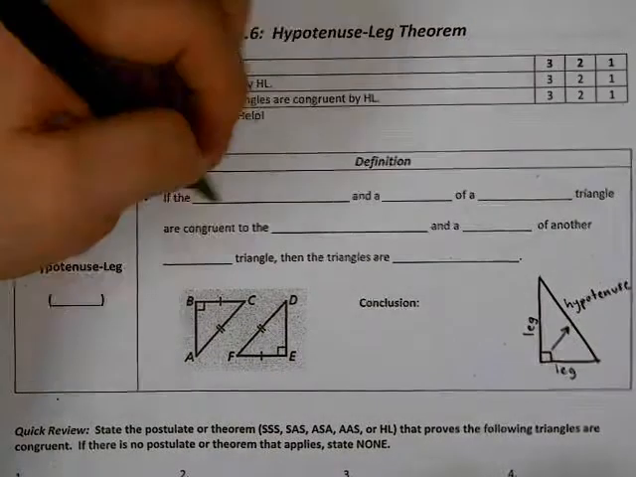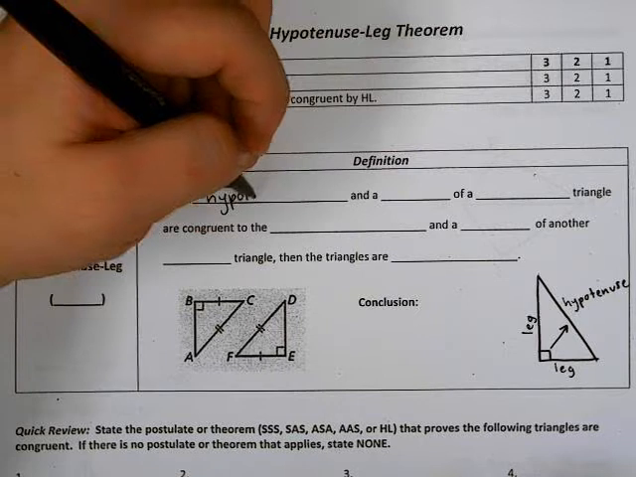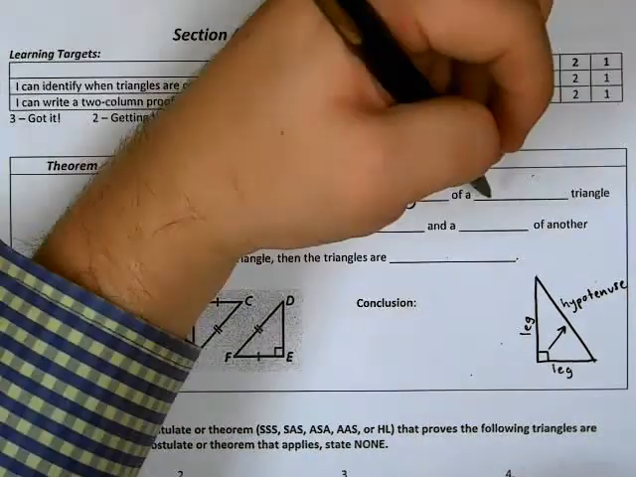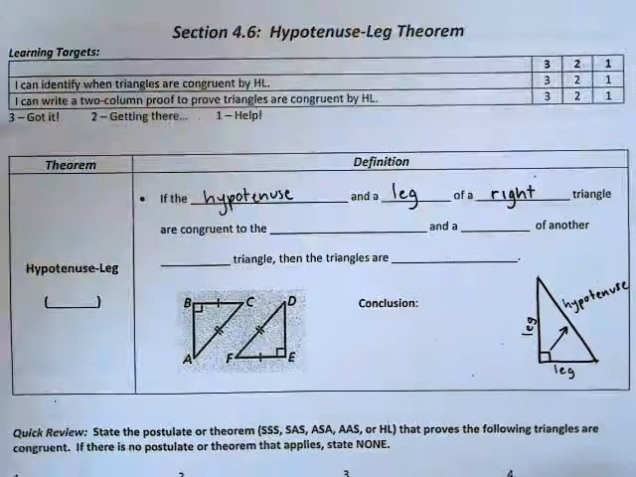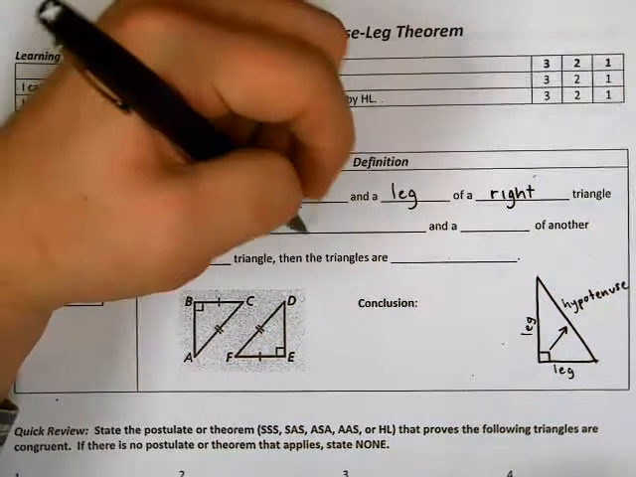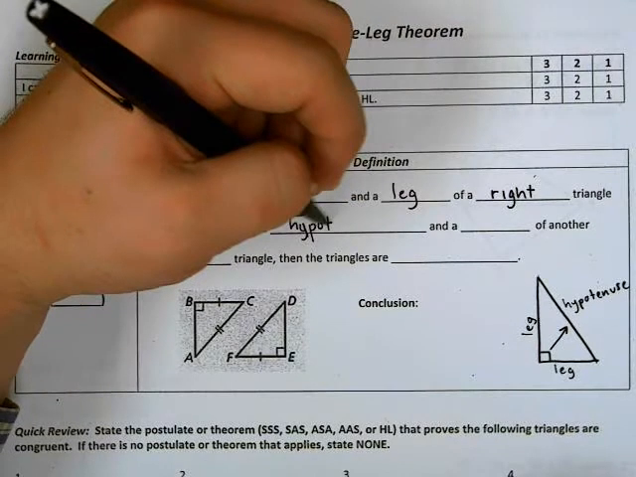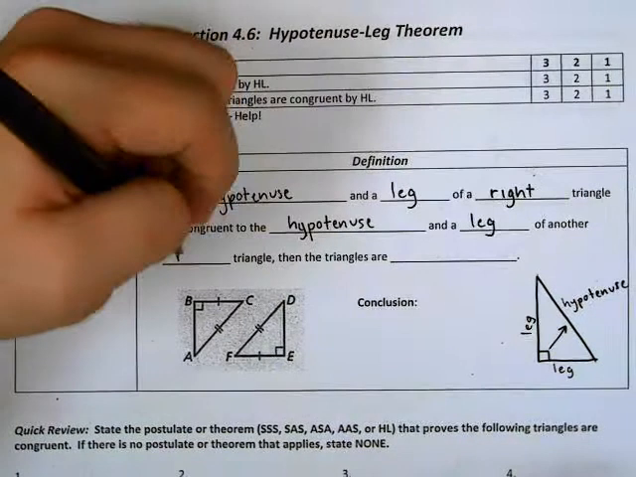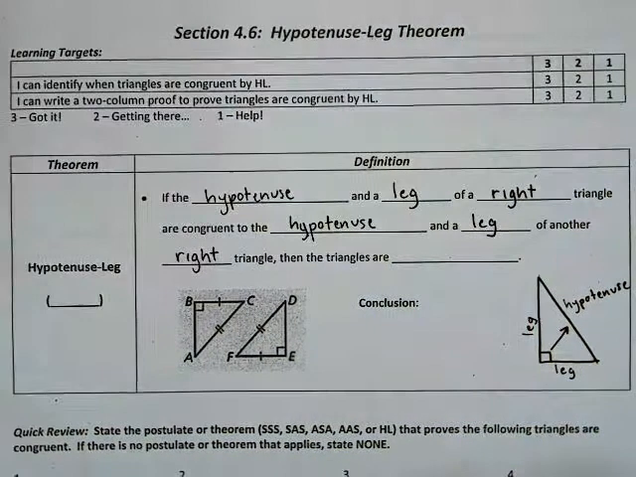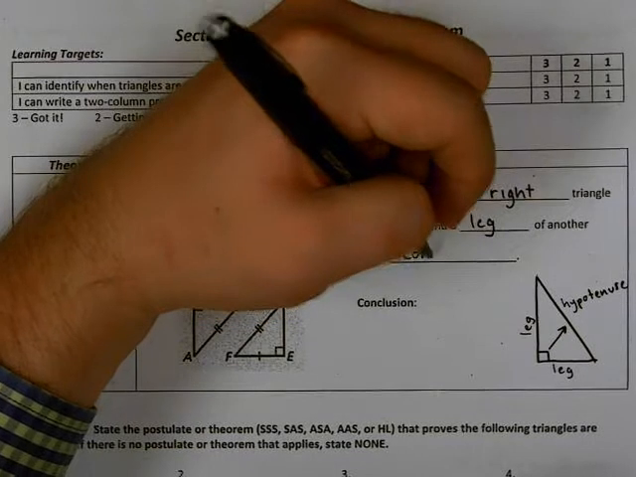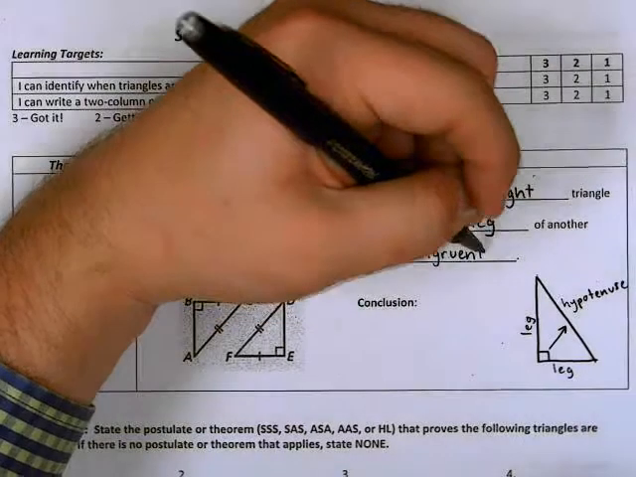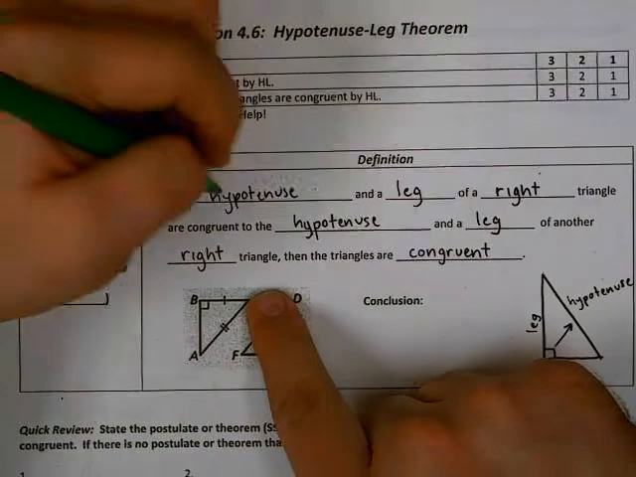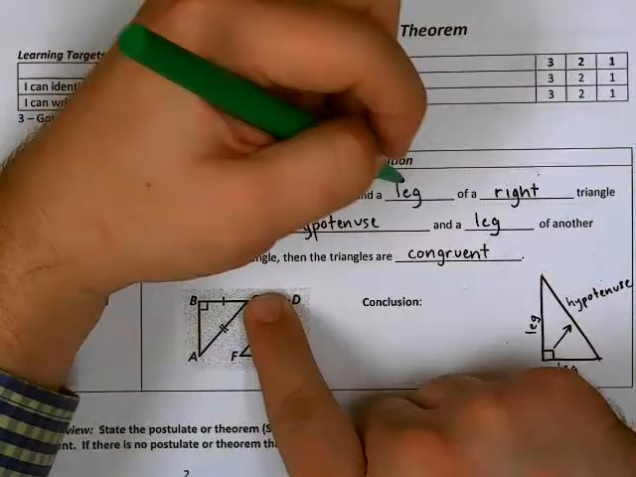If the hypotenuse and a leg of a right triangle are congruent to the hypotenuse and a leg of another right triangle, then the triangles are congruent. Alright? So, here's the deal. Very easy to see why we talk about H and L.